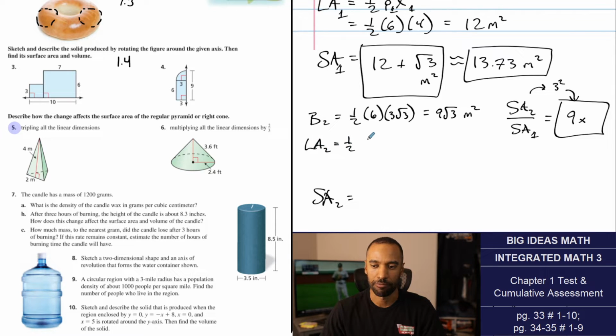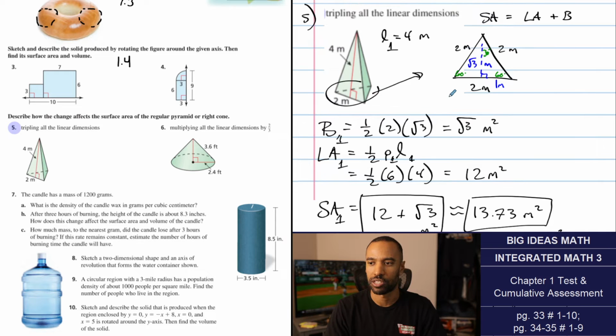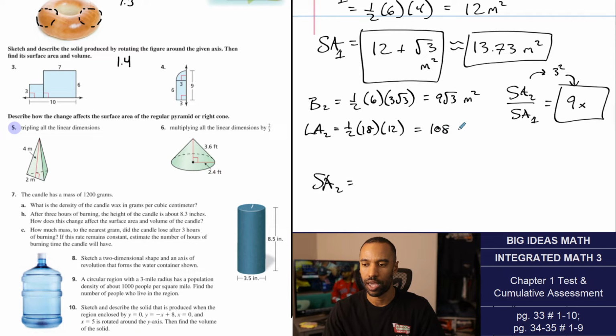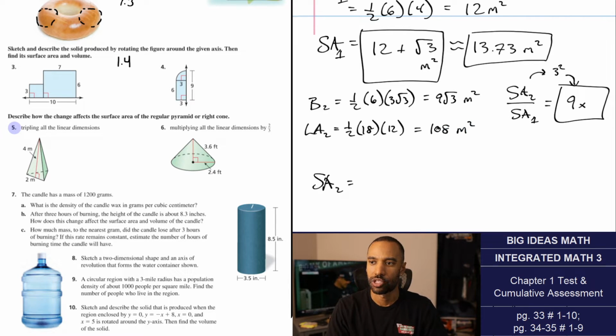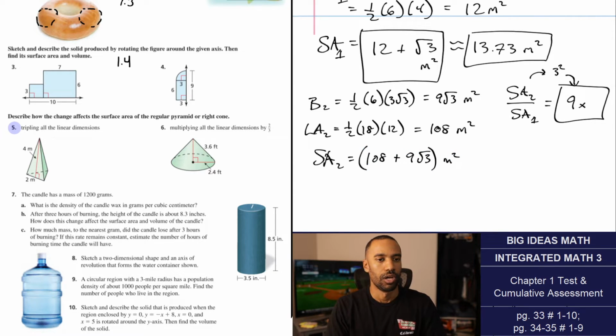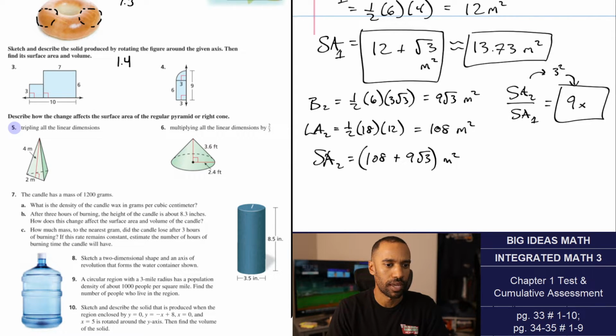Lateral area, it's 1/2 perimeter times slant height. The original base lengths were 2, now there's 6. 6 tripled is 18. Slant height was 4, now it's 12. Half of 18 is 9. 9 times 12 is 108. We get 108 square meters. And the surface area of both of those added together. So we're going to do 108 plus 9 root 3 square meters. Rounded. Not that I think we actually need that one, but 108 plus 9 root 3 is, we're only at number 5, 123.59 rounded.